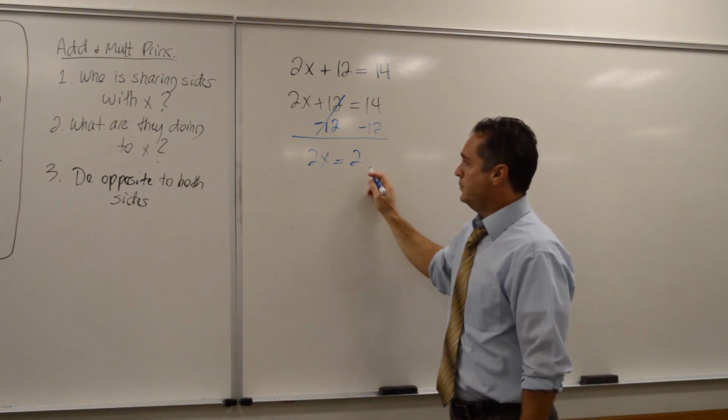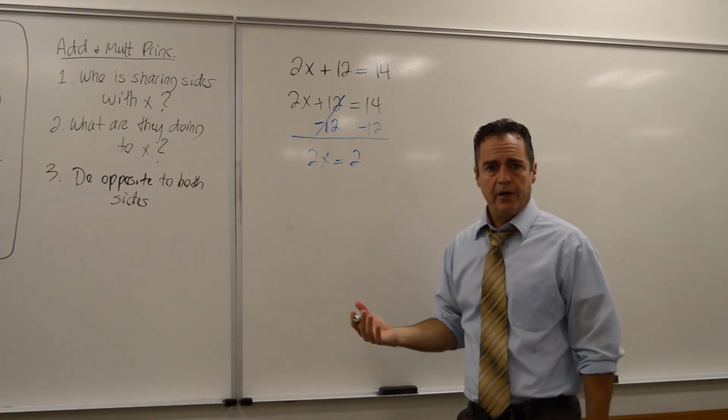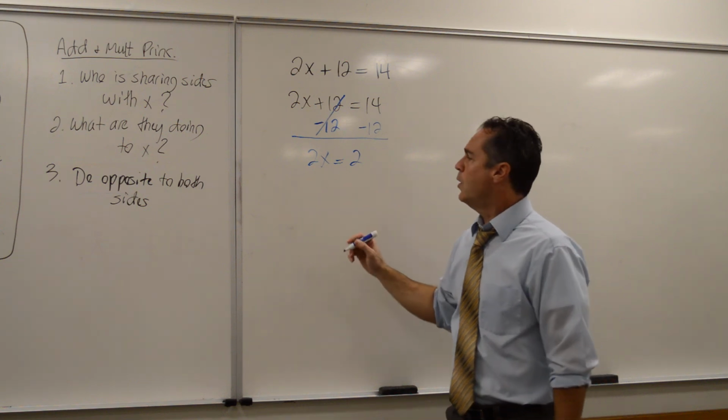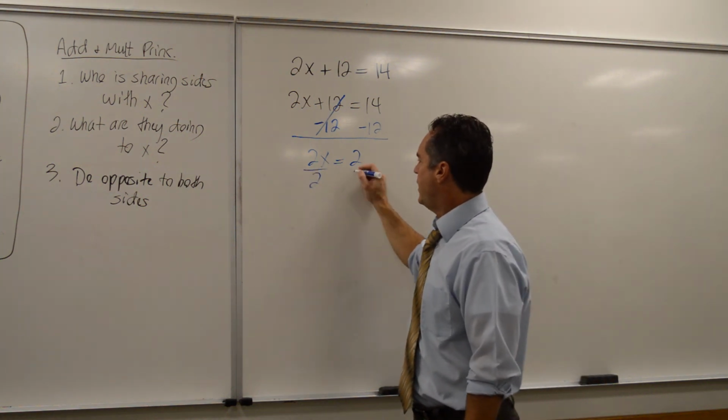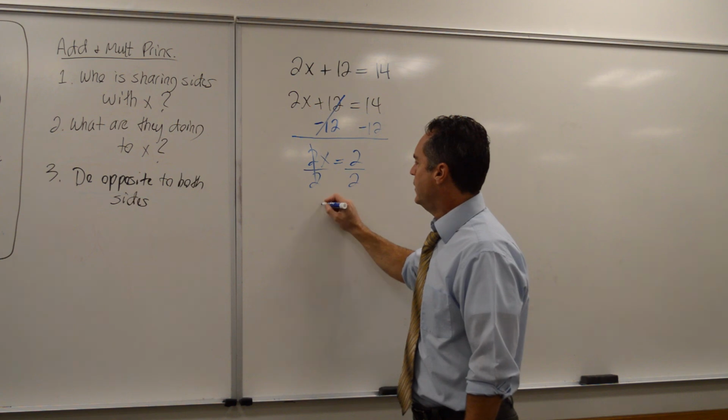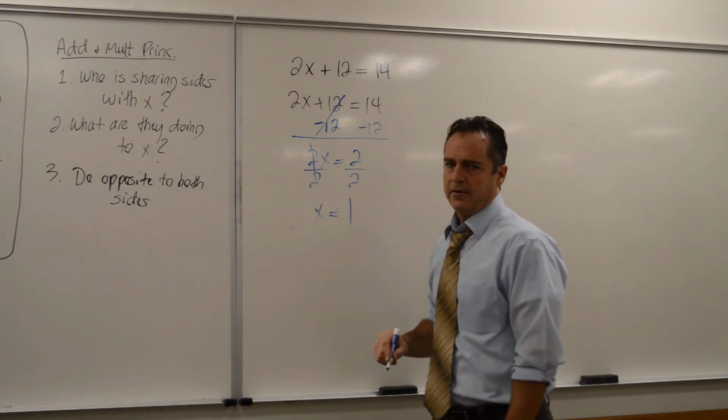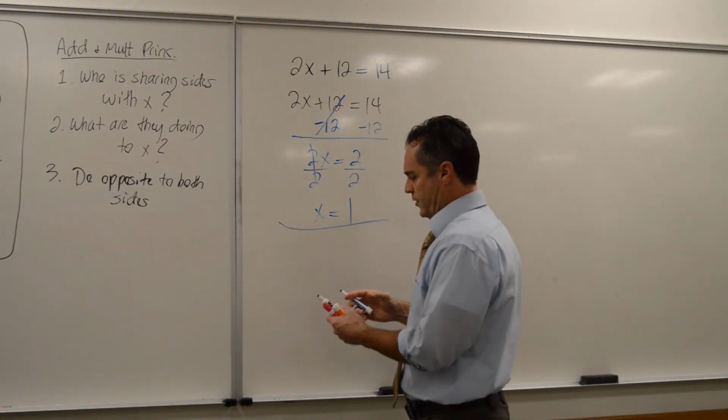Now, 2x equals 2. Who's sharing sides with x? 2 is. It's being multiplied, so we are going to divide. 2 divided by 2, 2 divided by 2. These cancel, and x equals 1. And again, we can check our answer.